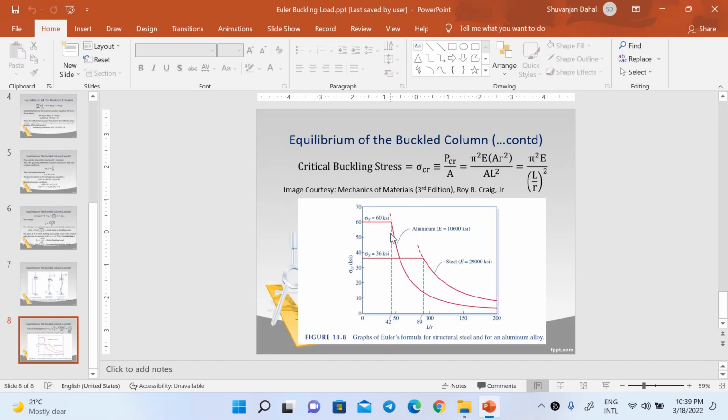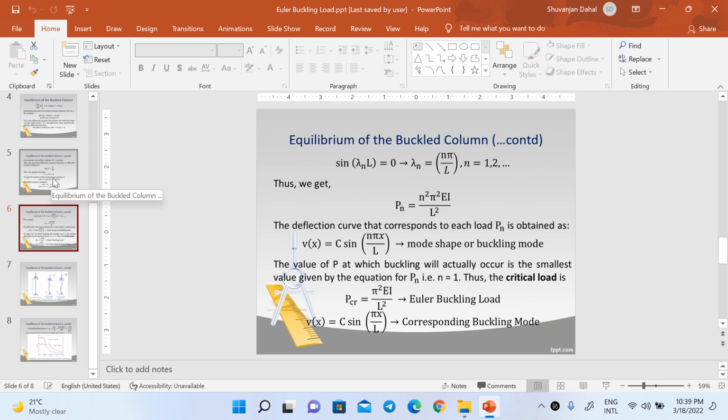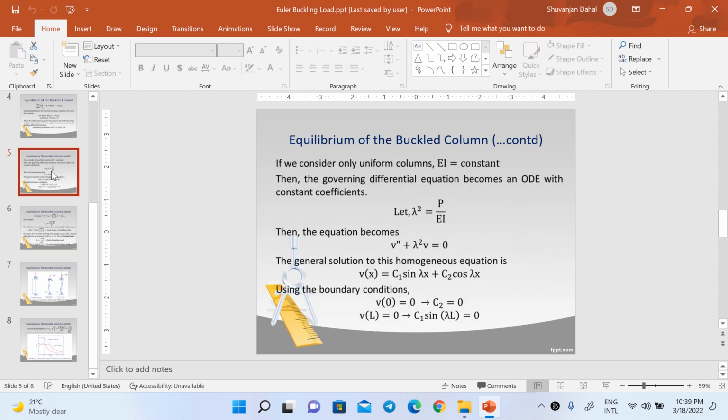So in today's lecture, this much is what we are going to talk about. We derived the equilibrium equation for an ideal column. In our next lecture, we will see what happens when these ideal conditions differ.